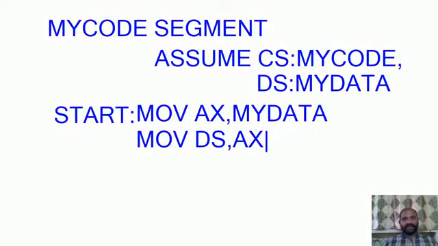I hope you are realizing the concept. My data is a name assigned to a memory location, which is a logical segment. The starting point of the logical segment, which is the data segment, is referred to with my data. With the help of my data, we give the starting address of the data segment into the data segment register, because it is holding the base address of our data segment. So I'm taking the base address of my logical segment, which is declared as the data segment, into the AX, and from the AX into the DS. Now the DS is holding the starting address of the data segment, which was named my data.